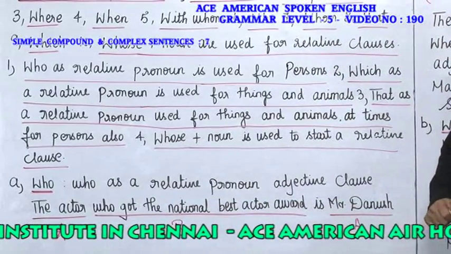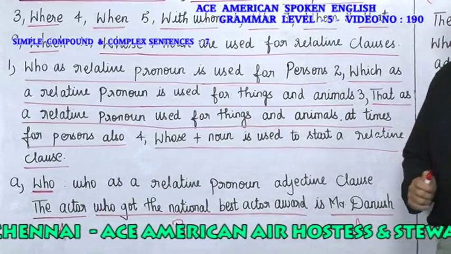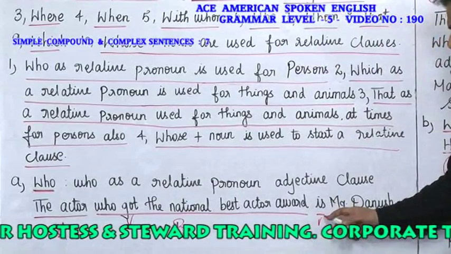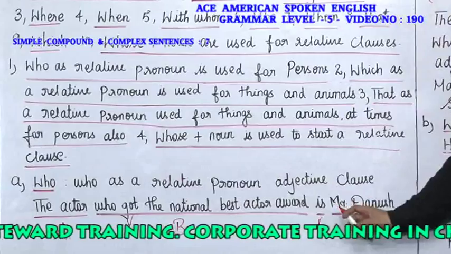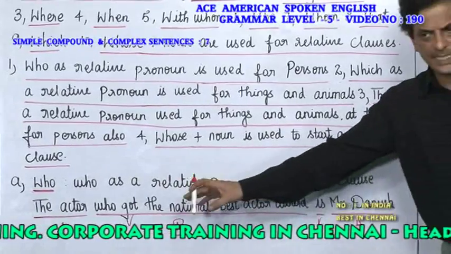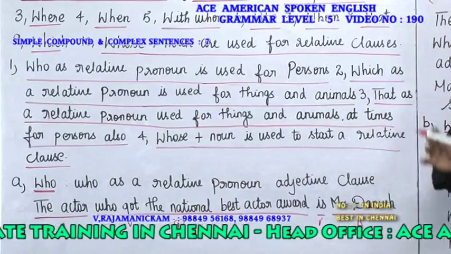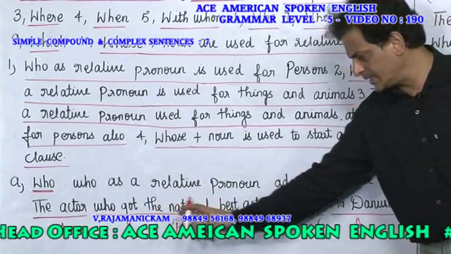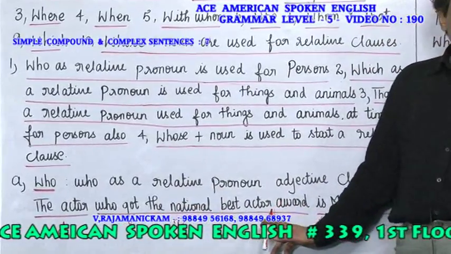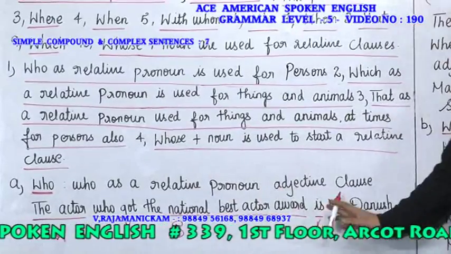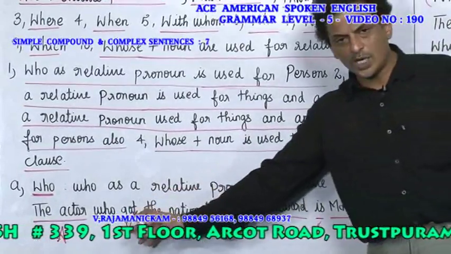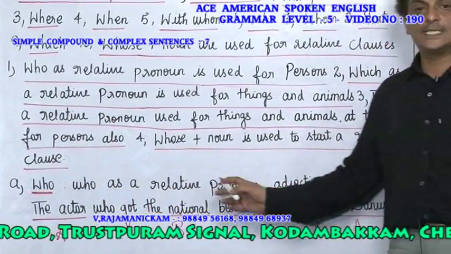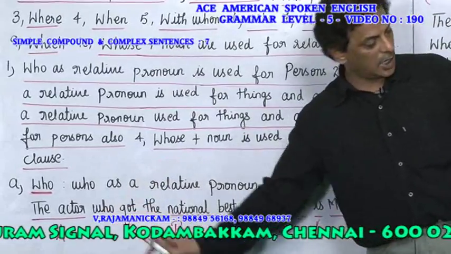The actor who got the National Best Actor Award is Mr. Dhanush. So how many verbs are there? Got is a verb, is a verb. So you do the sentence operation. The actor is Mr. Dhanush. So the actor is Mr. Dhanush becomes a full sentence, right? It doesn't depend upon any sentence. Who got the National Best Actor Award? It depends upon which sentence. Actor is Dhanush. So this who stands for what? The actor. So this who got the National Best Actor Award, it describes about the actor noun, right?